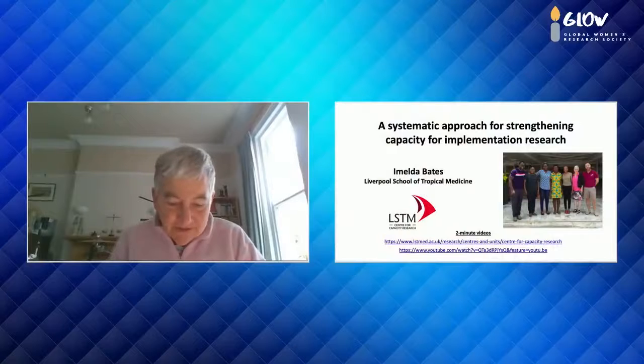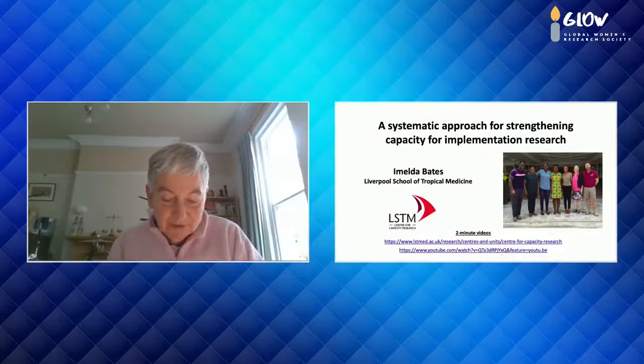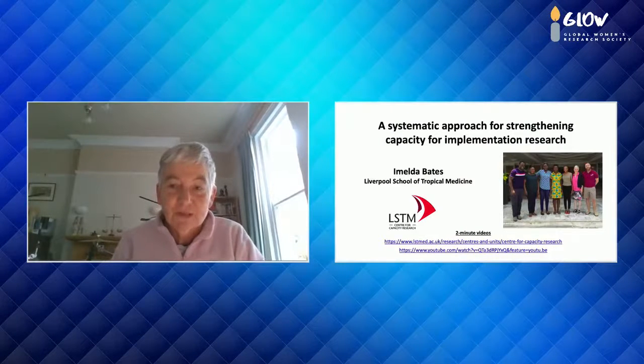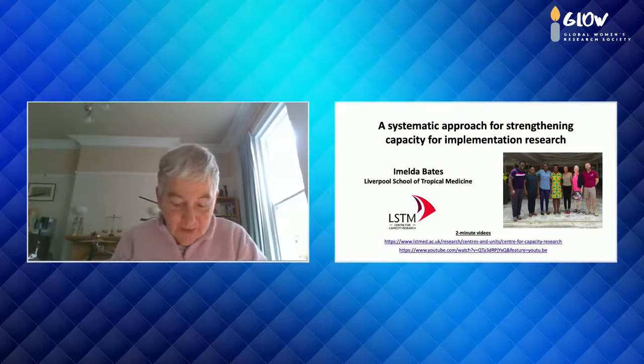So I'm going to discuss a systematic approach for how to strengthen capacity for implementation research. And it follows on from Jane's very eloquent description of how to use implementation research within a complex project.